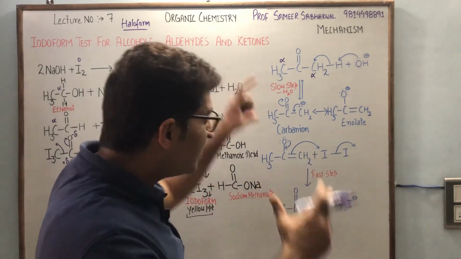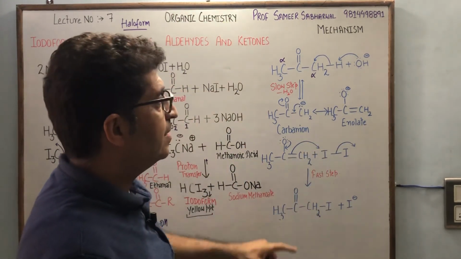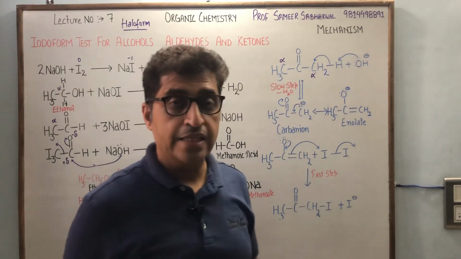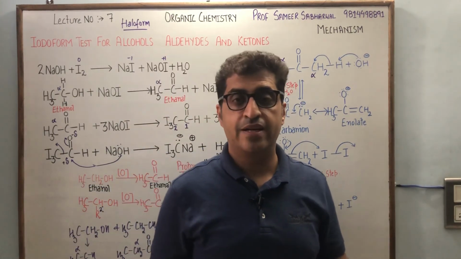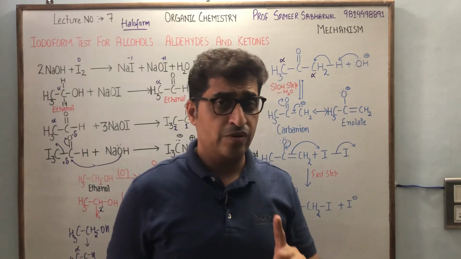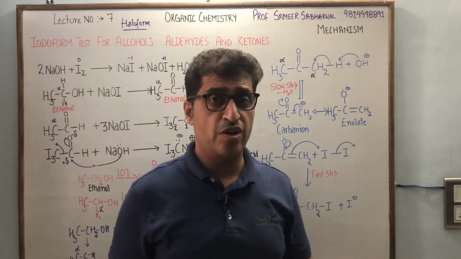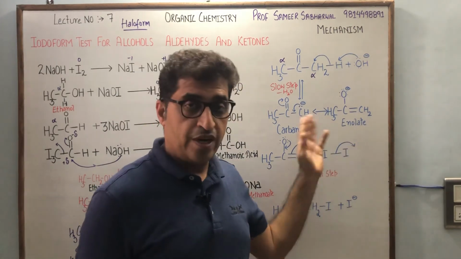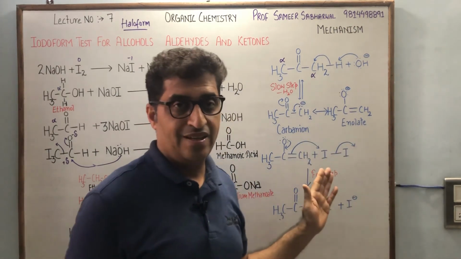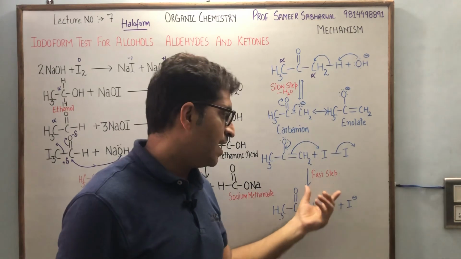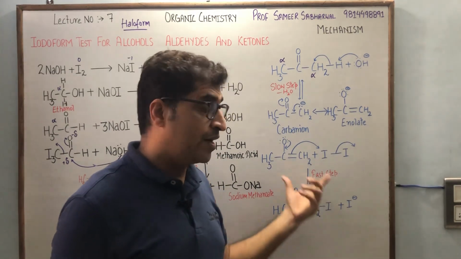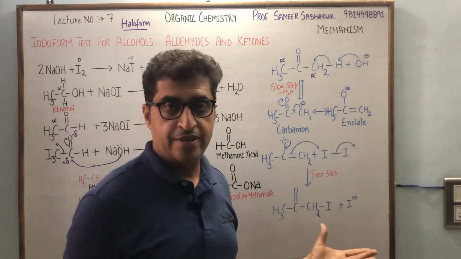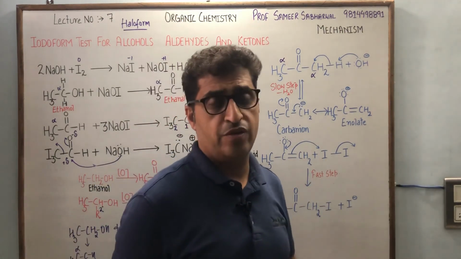So the basic thing of this mechanism is that the alpha hydrogen is relatively acidic. Why is it so? Because of resonance stabilization. So we generate the enolate, remember this part, which reacts with halogens to give us substitution with halogen, and finally we are able to get the triiodo species. So a very useful reaction for us.